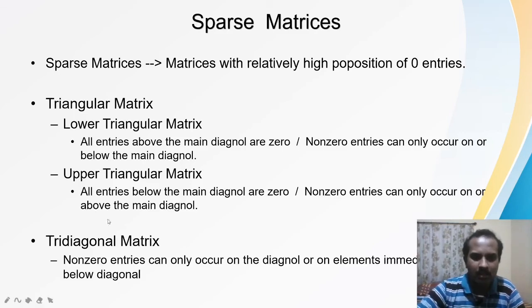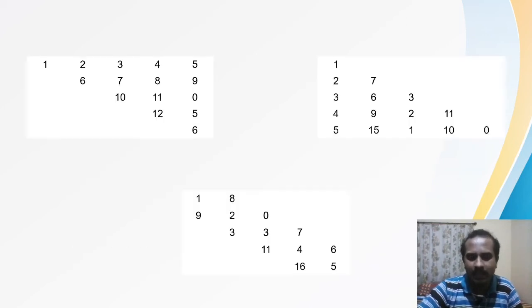Now let us see lower triangular matrix. All entries above the main diagonal are 0. Non-zero entries can only occur on or below the main diagonal. Let us see this one. So this is the lower triangular matrix. I have the non-zero elements on the diagonal and below the diagonal. Above the diagonal I have 0, which I have not represented, but I have zeros here. Okay.